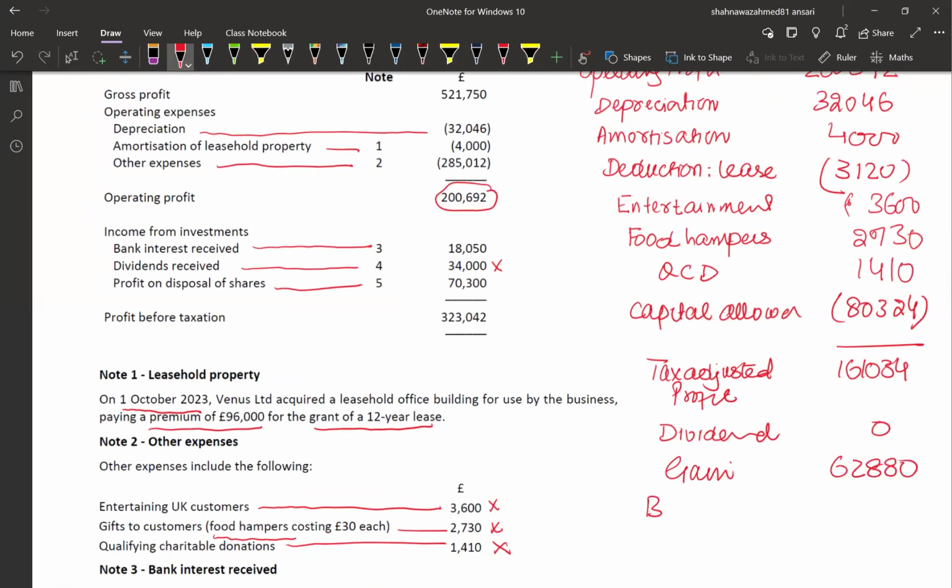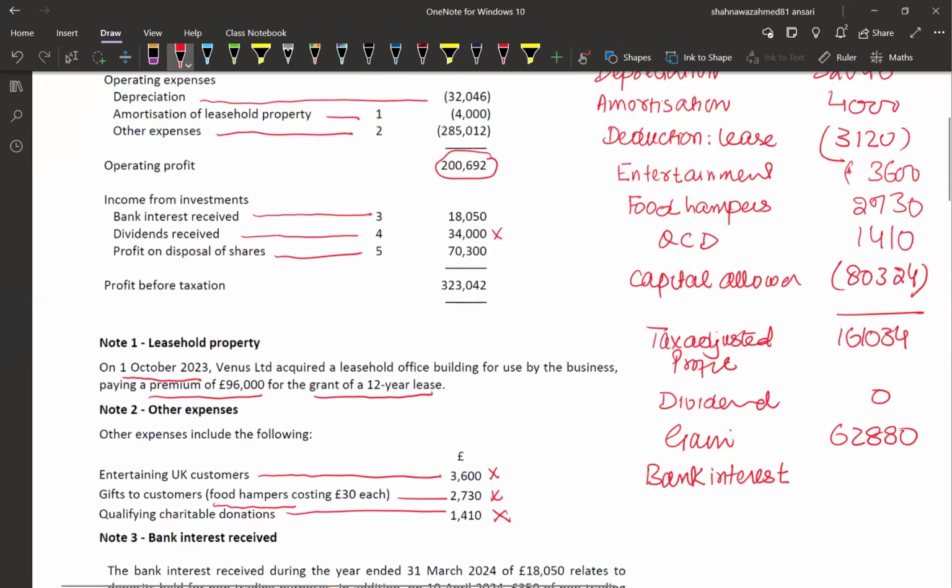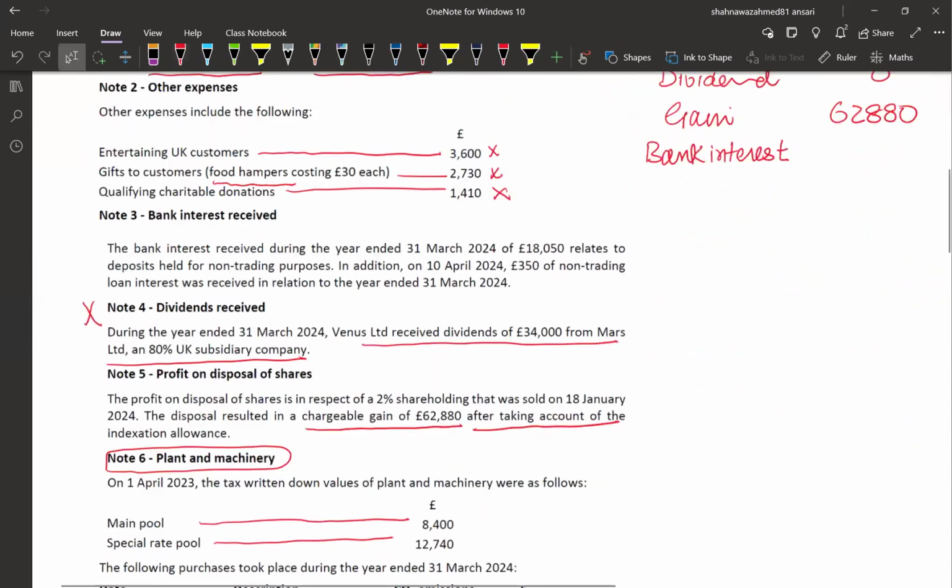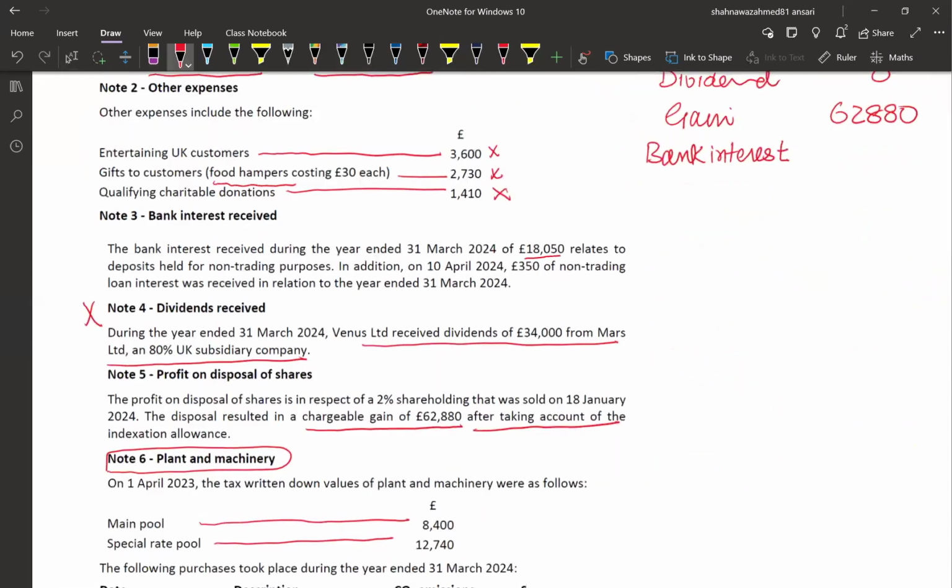Now, as far as the bank interest is concerned, interest we need to assess on accrual basis. So interest received is 18050. The bank interest received during the year is 18050, relates to non-trading purpose. In addition, 350 of non-trading loan interest was received on 10th April 2024, but that was related with 31st March. So that means 18050 was received and 350 was accrued. So total interest that we need to take is 18,400.